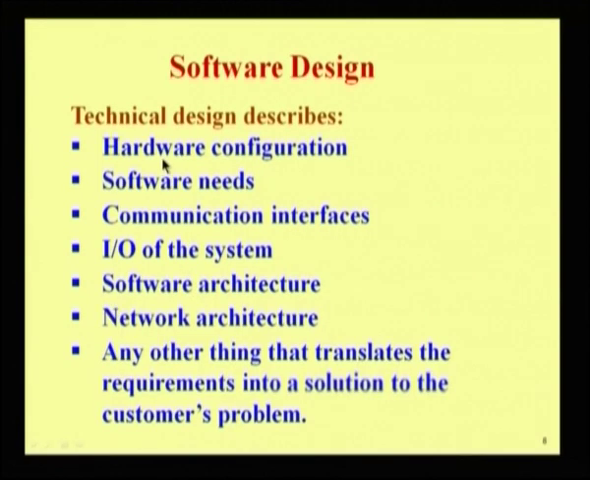Welcome back after the break. Before the break, we were looking at the basic aspects of software design, the how of the system, and we continued with the design framework. We have gone through the conceptual design process. Now we will look at the technical design stages, where developers are supposed to explain the hardware configuration, the software needs, the customer interfaces, the input output process of the system, the overall software architecture, the network architecture, and anything else that translates the requirements into a feasible solution to the customer problem.